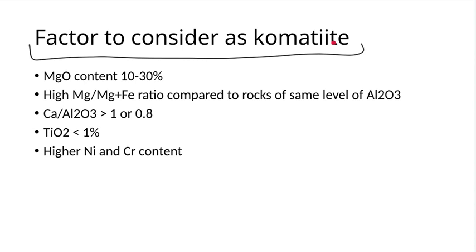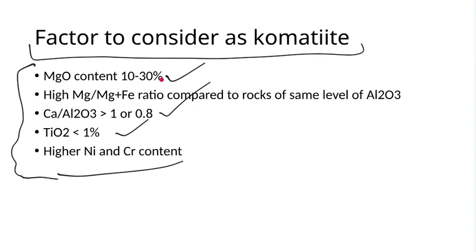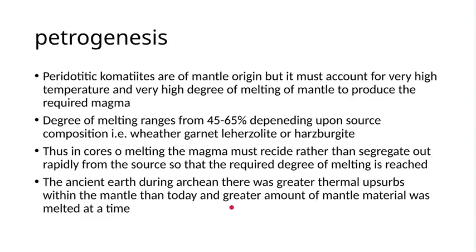This thing is important: to which rock will we call komatiite? First of all, MgO content is 10 to 30%, with high Mg by Mg plus Fe ratio. Compared to other rocks, CaO by Al2O3 is greater than 1, TiO2 is less than 1%, and nickel and chromium content is higher. These particular things are the characteristics of a komatiitic rock. You just go through these things.